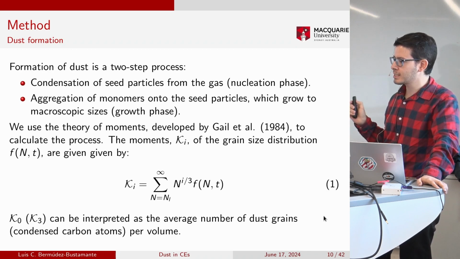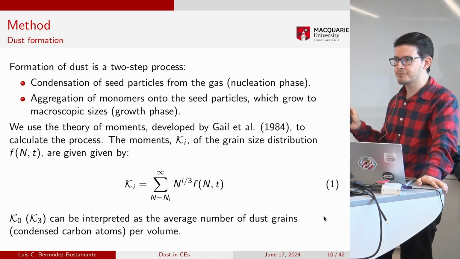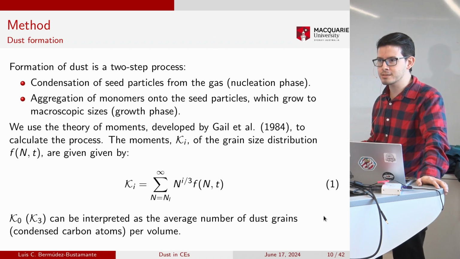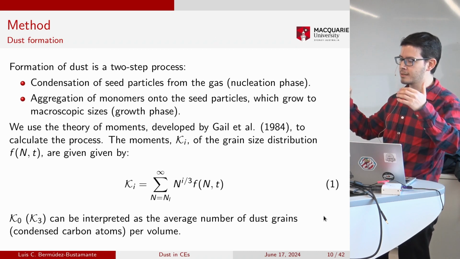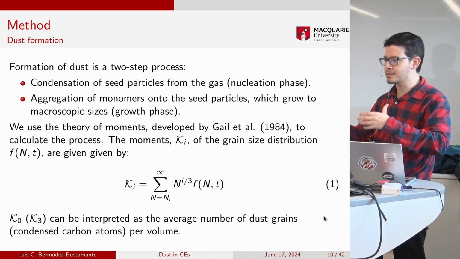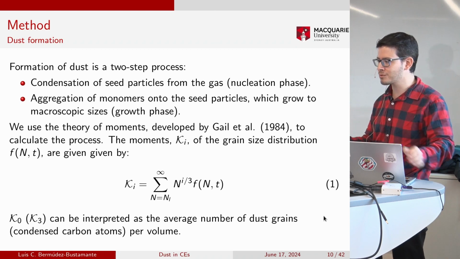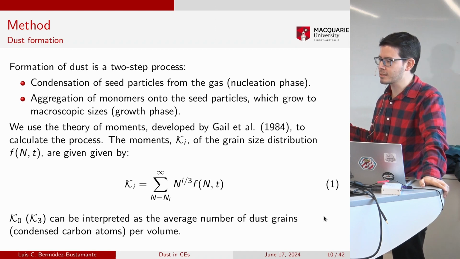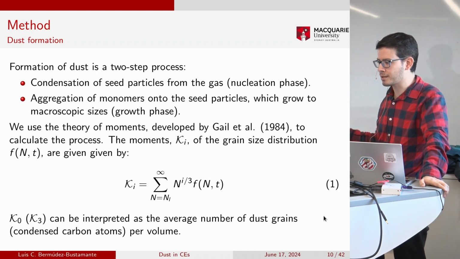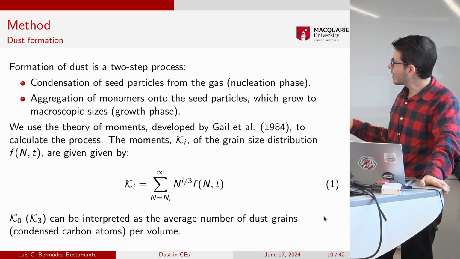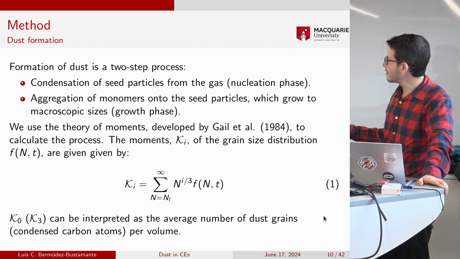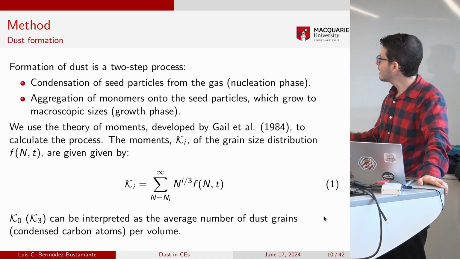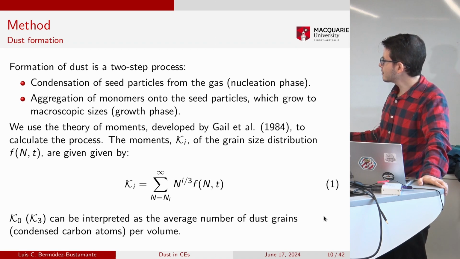Okay, the method. The method is just a two-step process. The first step is a condensation of seed particles, the initial dust grains, in which the monomers are going to stick. There is going to be an aggregation of monomers, so the dust can grow to macroscopic size, and this is the growth phase. To calculate this, we use the theory of moments developed by Gail in 1984, Gail et al. And it's based on these K moments, which are defined here by this sum.